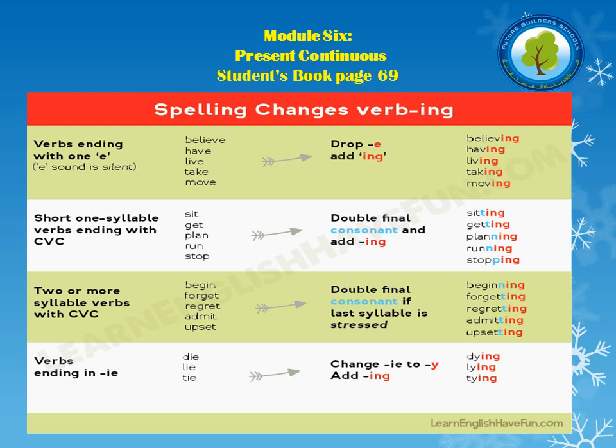Now, verbs ending in IE. الأفعال التي تنتهي بحرف I والE. For example, die, lie, tie. When adding ing عند إضافة ing للأفعال التي تنتهي ب IE نقوم بتغيير IE إلى Y. When adding ing, it's dying, lying, tying.